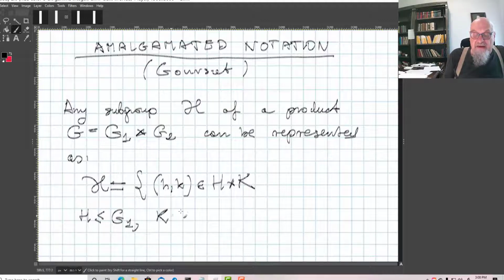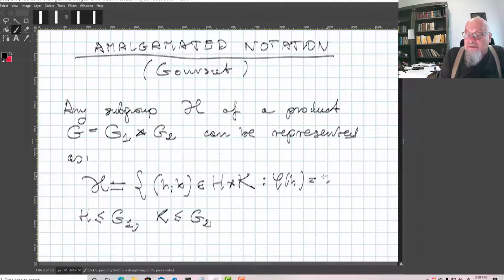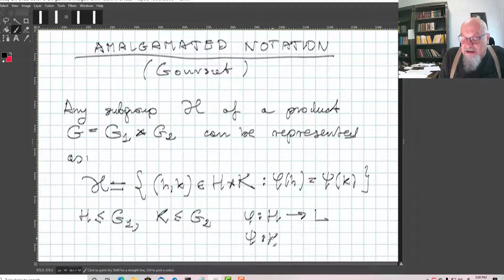And then we write it here that phi of H, that's similar to the twisted notation, except you have here two homomorphisms. So what is phi? So phi is going from H to a certain group L, and this psi goes from K to the same group L, and both are epimorphisms. Those are epimorphisms. So every subgroup can be represented in this way.